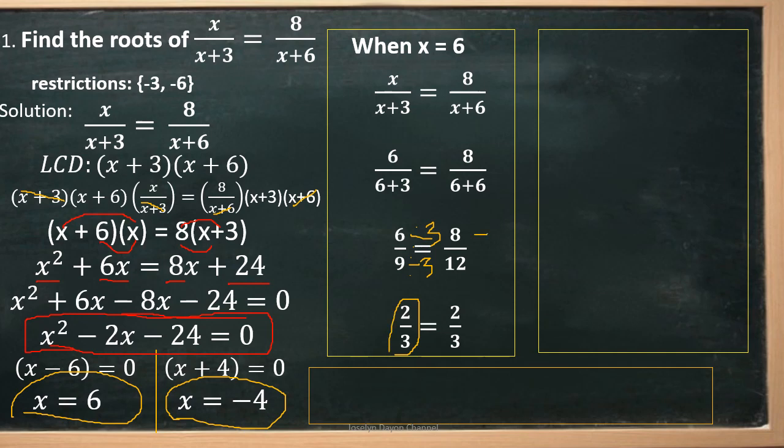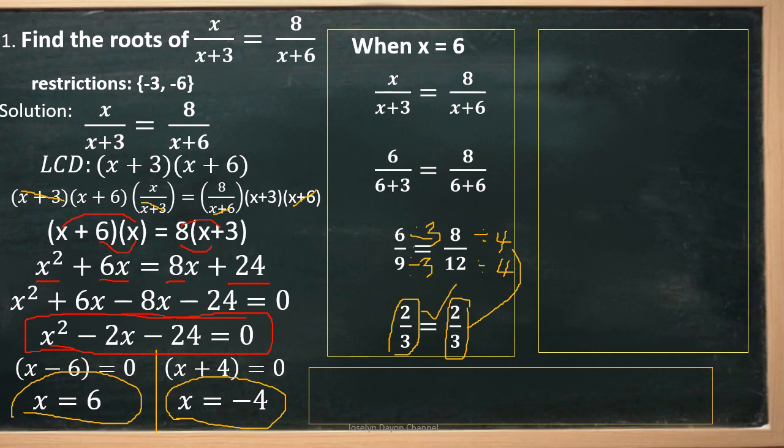Next, 8 will be divided by 4, and also 12 will be divided by 4, because 4 is the greatest common factor between 8 and 12. And this will also give an answer of 8 over 12. So if you have observed, we have a balanced equation, or a true equation, when x is equal to 6.